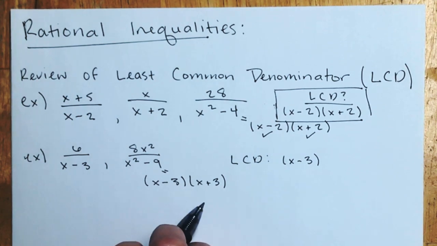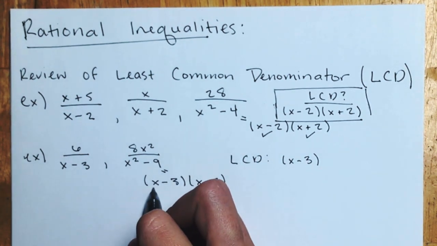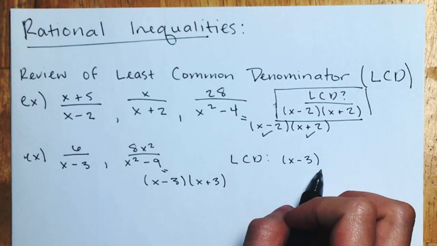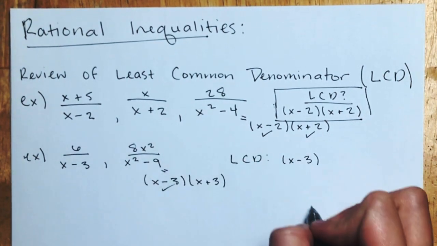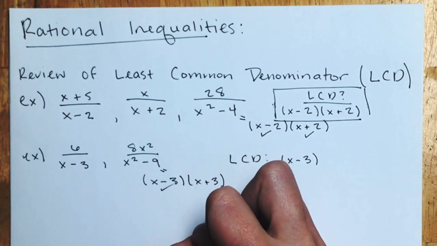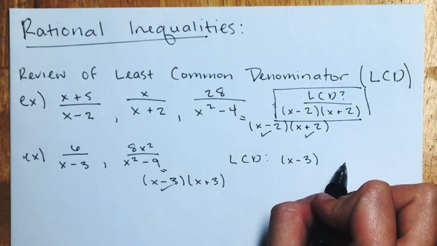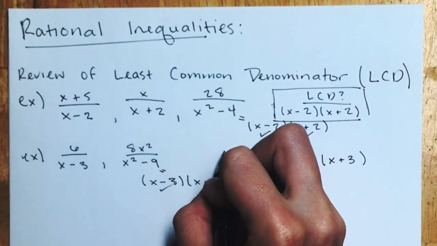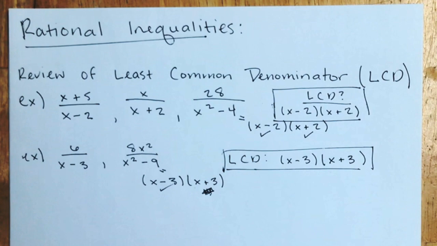Then let's move on to our second expression. We've got two factors. The first one is x minus 3. Well, we check our list, and we have that already, so that one's good to go. Now let's check the next one. We've got x plus 3. We don't have that one yet, so we have to add it. And that is my LCD here.